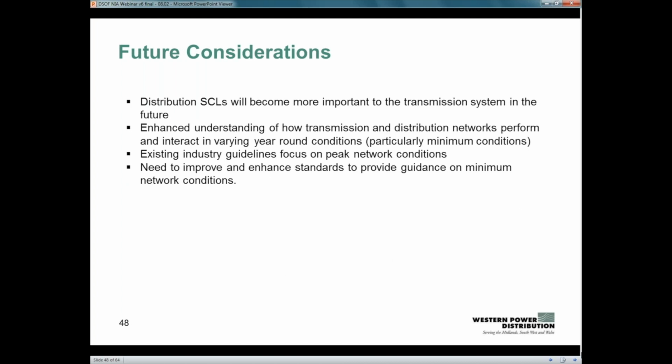So moving forward, the future considerations are likely to be that distribution short circuit levels will become more important to the transmission system in the future. Enhanced understanding of how the transmission and distribution networks perform and interact in varying year-to-year conditions, particularly minimum conditions, is going to be more important. The existing industry guidelines tend to focus on peak network conditions. That's something that may need to be looked at, and the need to improve and enhance standards to provide guidance on minimum network conditions.